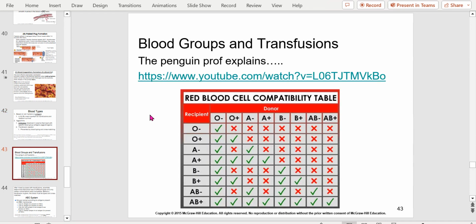Okay. Blood groups and transfusions. Have a look at this, it's a nice little video. Pause the video, give it a watch. Just remember it's A, B, and then positive and negative has to do with your RH factor, which we'll get into at the end.